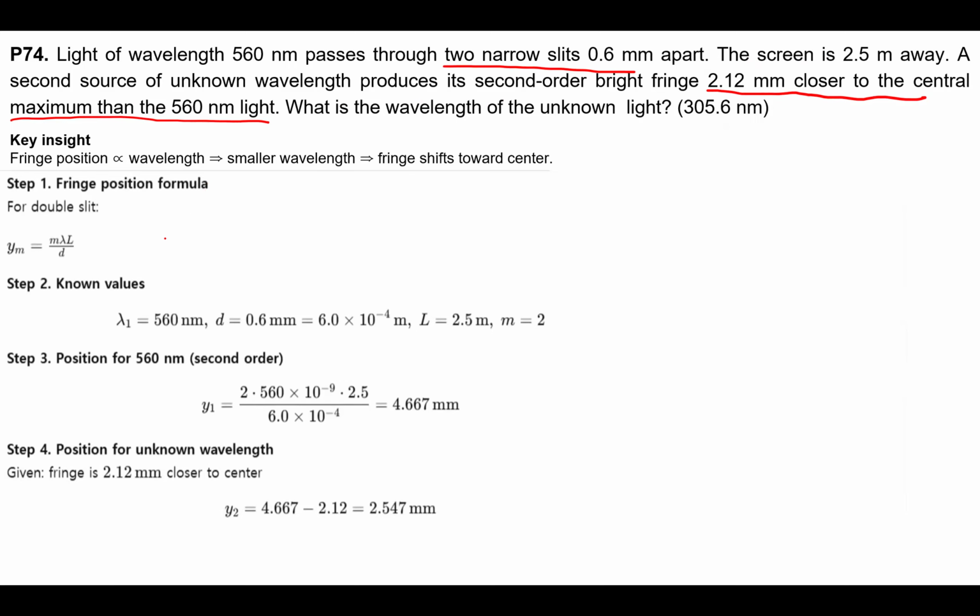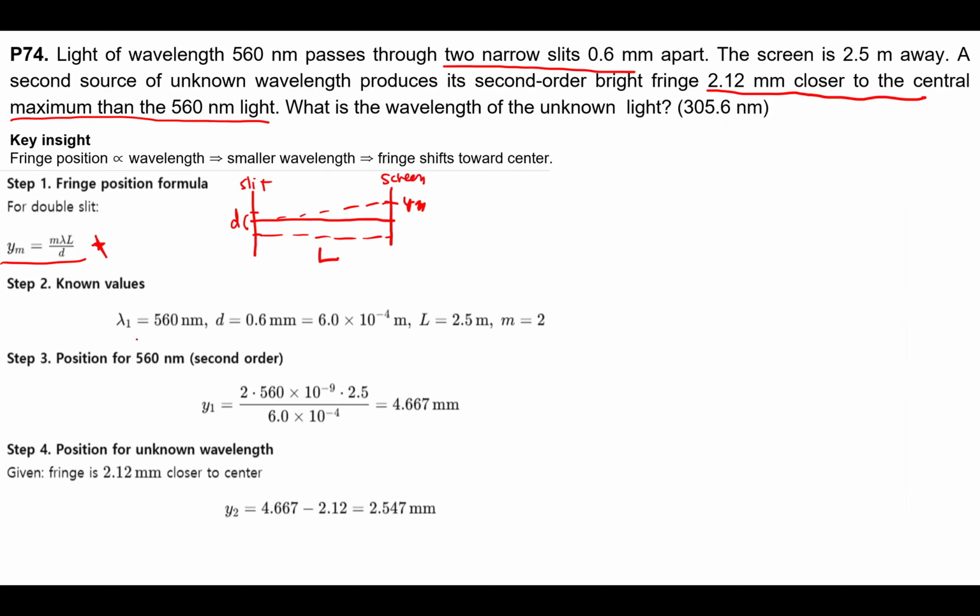So the fringe position formula for the double slit is what we had in the previous examples. Here is the configuration. This is Y_m, this is the D, and this is the L. This is the slit, and this is the screen. So Y_m is given by this formula.